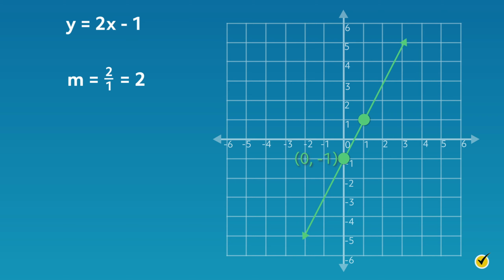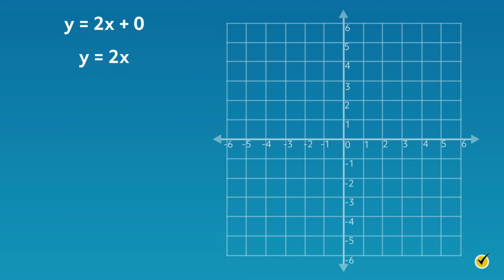What do you think the graph would look like for a linear equation with a y-intercept value of 0? Let's take a look. Consider the equation y equals 2x plus 0, which can also be written as y equals 2x. As you can see, the line passes through the y-axis at the origin, or (0, 0). Since the y-intercept b is 0, this makes sense. The slope m is 2 over 1. From the origin, move 2 units up, rise, and 1 unit over, run, to reach the next point on the line.